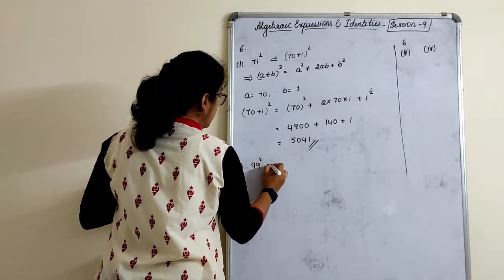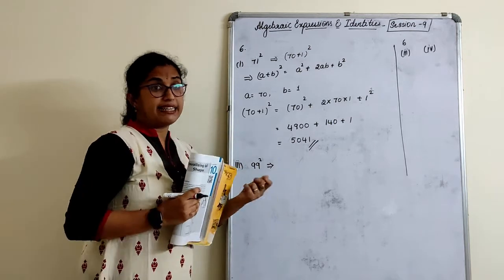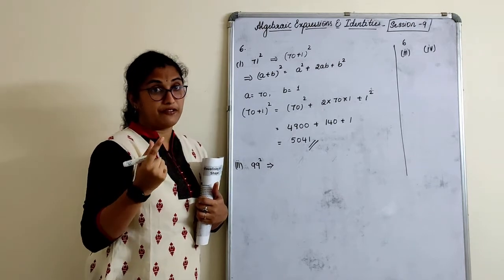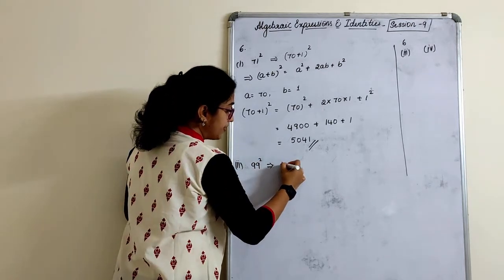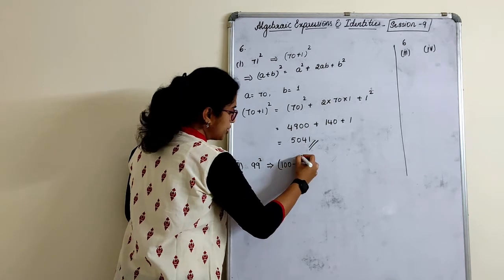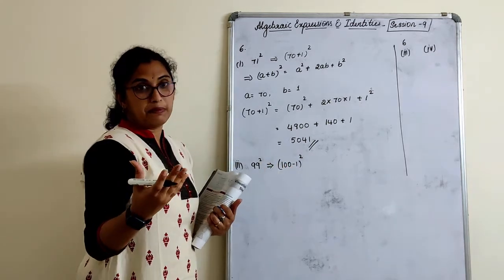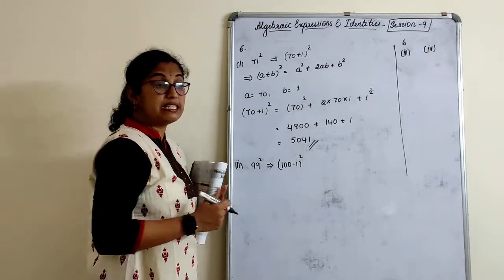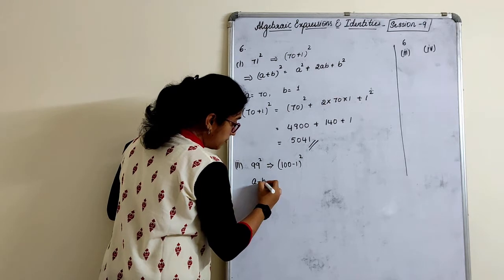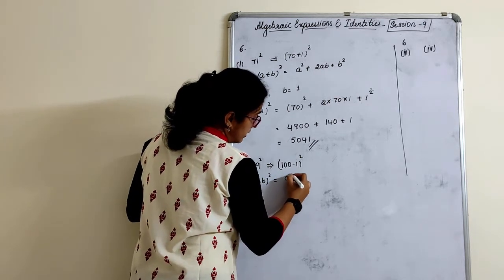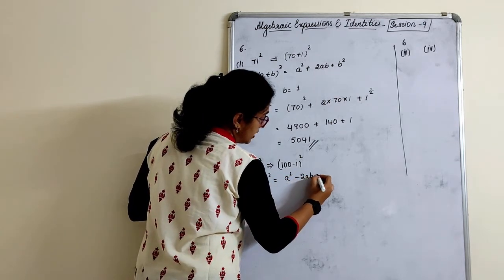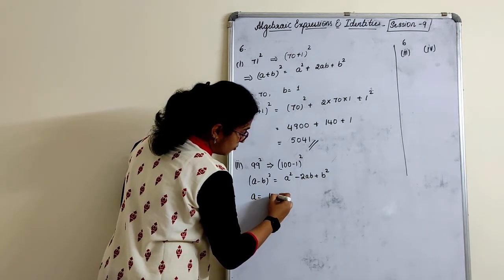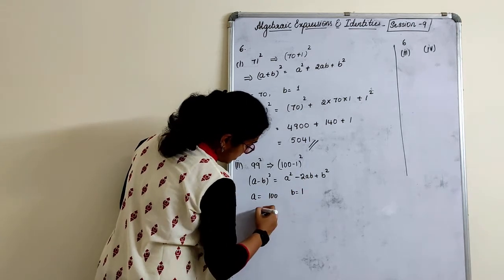99 square. Now 99 square can be written as 90 plus 9 also. But 90 square will be quite difficult for us. Instead of that, what if I write 100 minus 1? Because when it is in terms of 100, only zeros adding will be there. 90 plus 9 is also correct, we will get the right answer, but this is much easier. Which identity? A minus b whole square, a square minus 2ab plus b square. What is your a? a is 100. What is your b? b is 1.